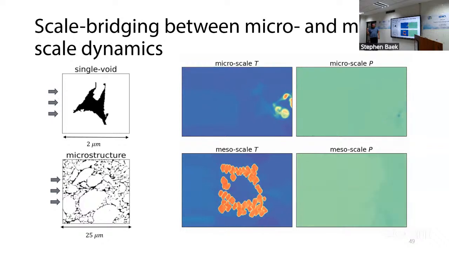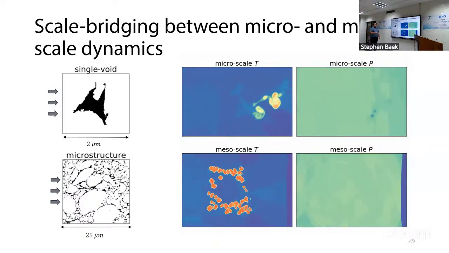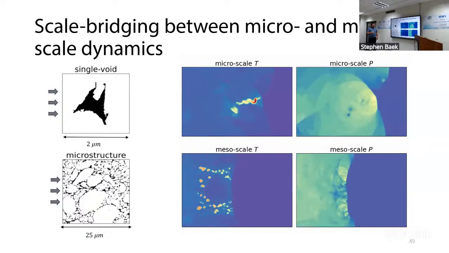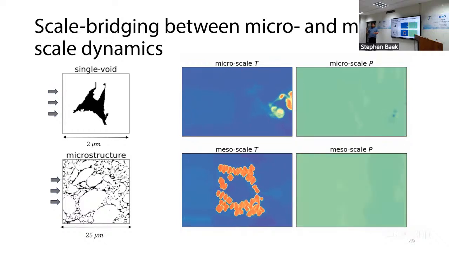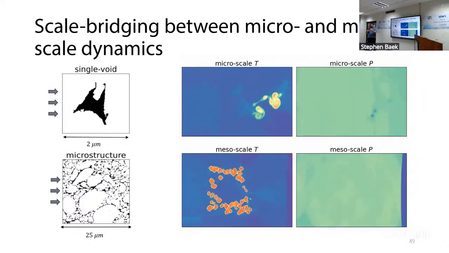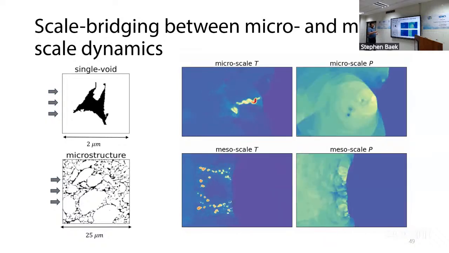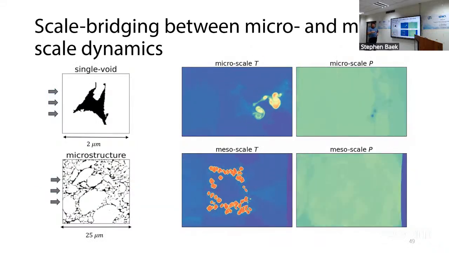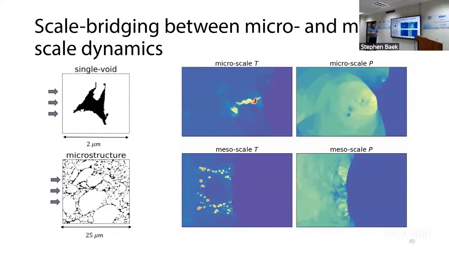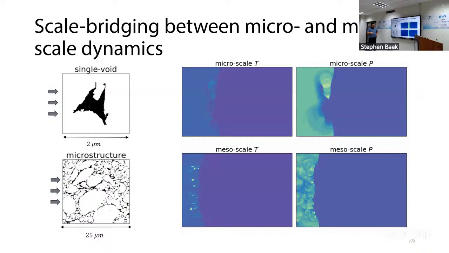Now, the idea of scale bridging is to find the dynamics describing these two different scales, and then find some mathematical relationship between the two. In other words, if this is the single void phenomena, and we just saw in the previous slide that we can model it using reduced representation, so we have a bunch of Z's to represent the single void phenomena, then we should be able to combine those Z's to describe this larger structure, and then describe the dynamics using those Z's.